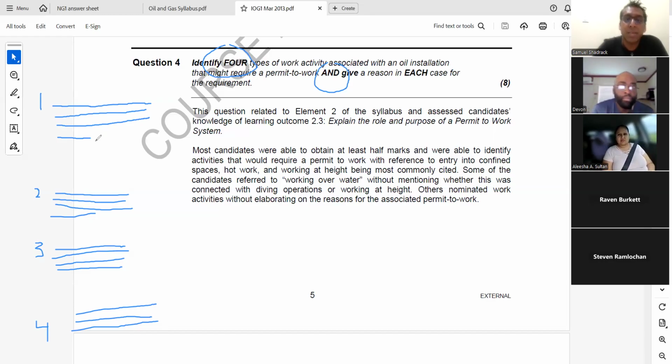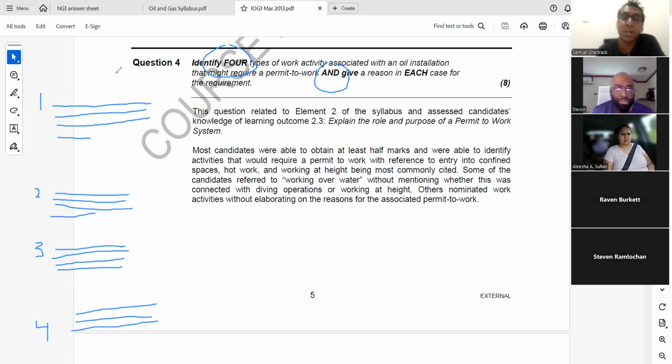So this question relates to element 2, which we just did, of the syllabus, and assesses candidates' knowledge of learning outcome 2.3. We just did that as well. Explain the role and purpose of permit to work systems. Most candidates were able to obtain at least half the marks. No, that's not good. That's a bad statement because half the marks means that you didn't pass. If the question is worth 8 marks and they say most obtained at least half, that means you got 4 marks or 5 marks, whatever. And were able to identify activities that would require a permit to work with reference to entry into confined spaces. Hot work, that's the fabrication. Working at height, that's a nice one. Remember, it's a tank.